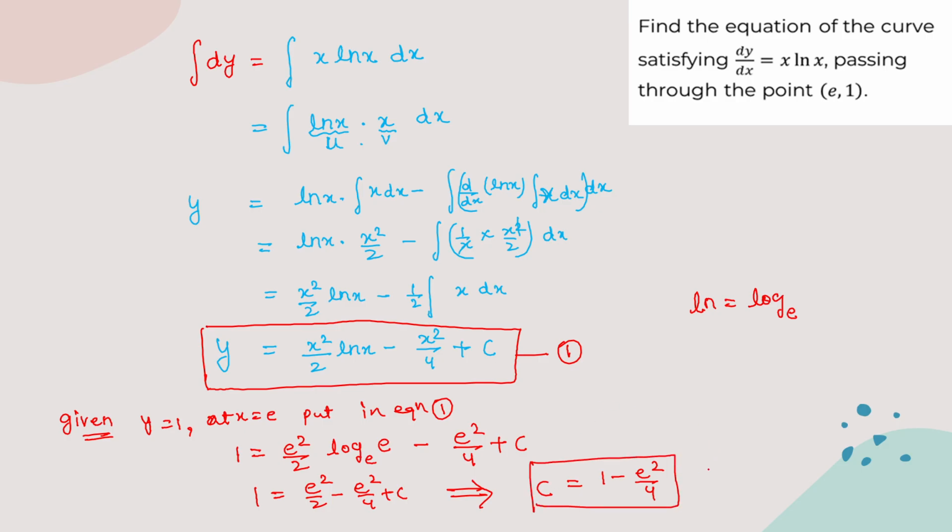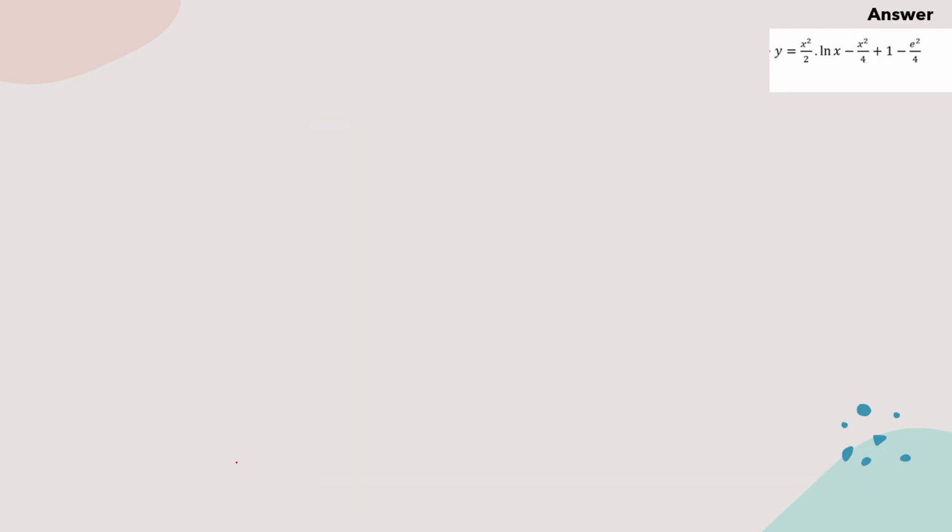Now what is the next task? Put this c value again in equation 1, and that will be the equation of the curve which is required. Let's go to the next page. So c is equal to 1 minus e square by 4, we can directly put that in the equation. So y is equal to x square by 2 into ln x minus x square by 4 plus c, and the c value is 1 minus e square by 4, and that's how you will get your final answer.